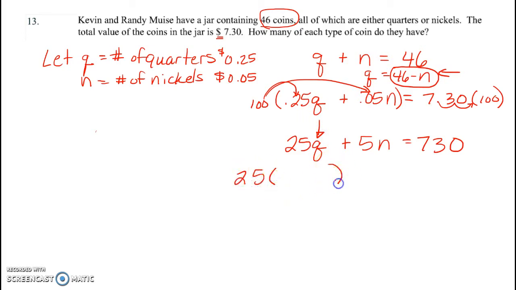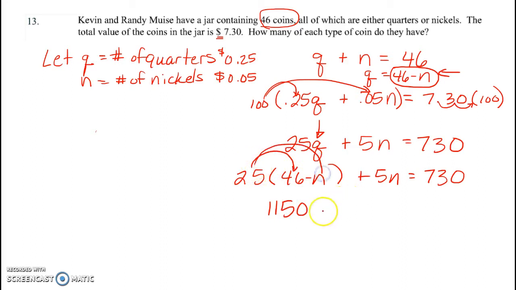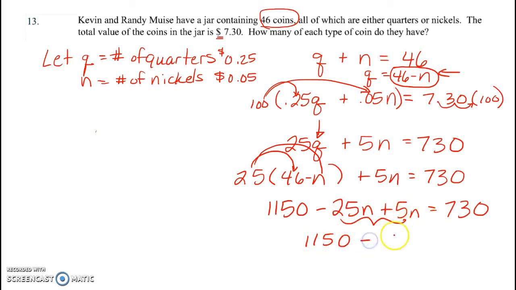25 times the other name for Q, which is 46 minus N, plus 5N equals 730. Now we're just going to distribute, combine like terms, and solve. So I'm going to take 25 times 46, 1,150. 25 times the negative N is negative 25N plus 5N equals 730. Combining like terms here, 1,150 minus 20N equals 730.